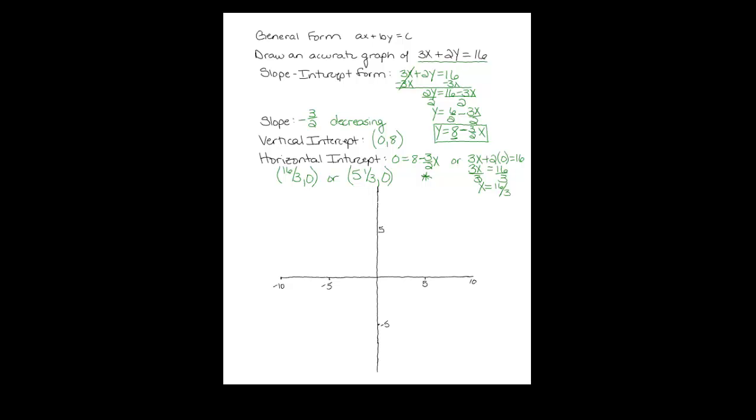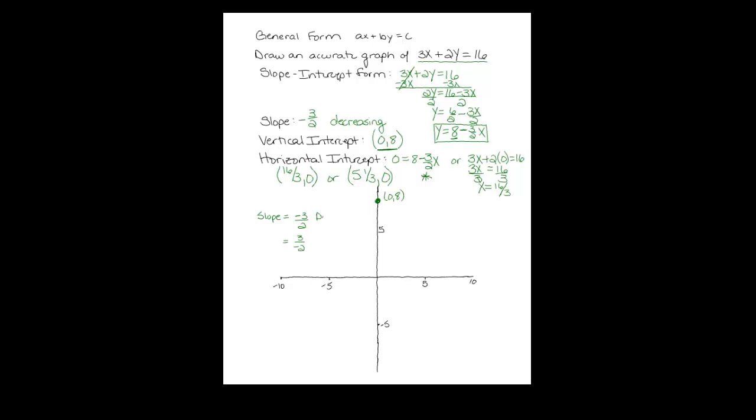Now to our graph. Because the horizontal intercept is a fraction, I don't want to use it as one of my plotted points. I'm going to use the vertical intercept, 0, 8. That would be right here. There's 0, 8. And the slope is negative 3 halves. So the slope is negative 3 over 2. You could also think of it as 3 over a negative 2. All right, knowing what to do with that negative sign is very important.